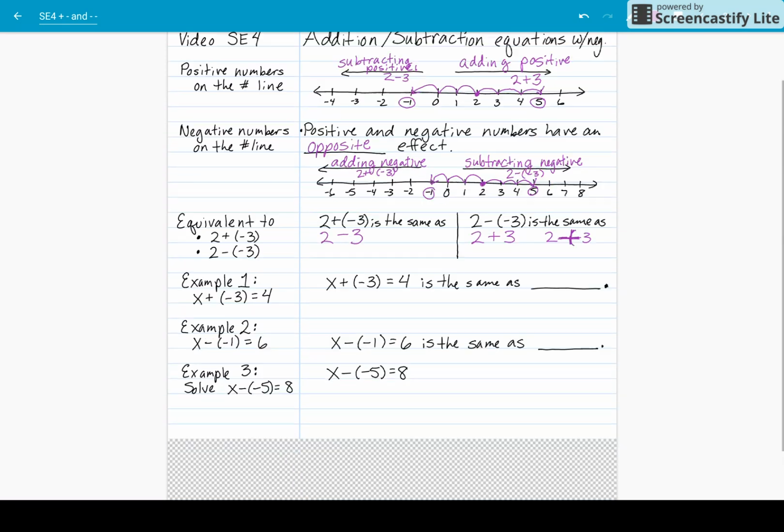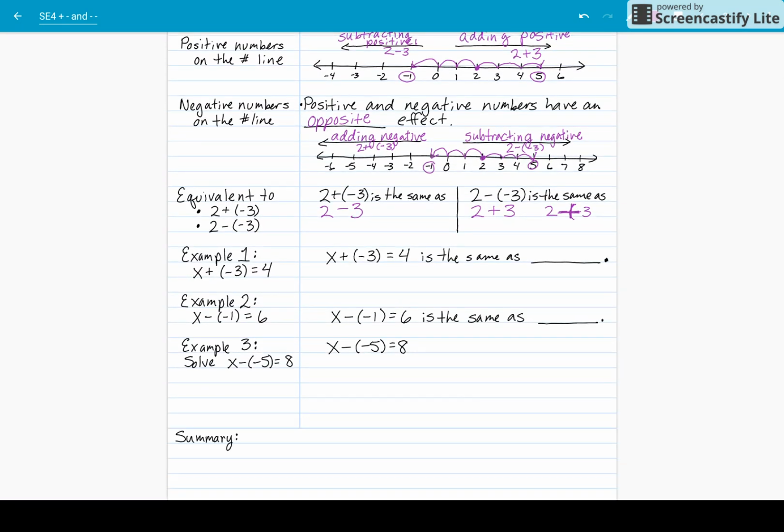If we are looking at this in terms of an equation, we're going to change it to an equivalent equation. If I started with x plus negative 3, I'm going to change the plus a negative to its equivalent. If I'm adding a negative, that's decreasing, which is the same as subtraction. So we're going to rewrite the equation as a subtraction equation. This is decreasing, which is like subtraction.